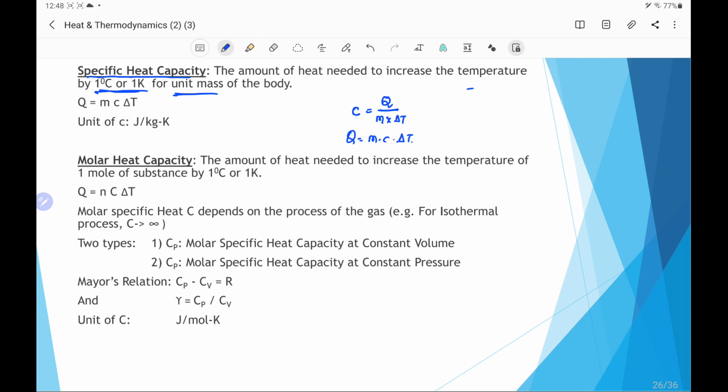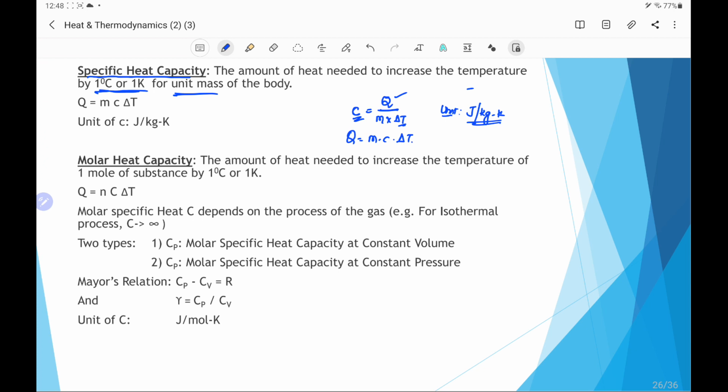Here C is the specific heat capacity and its unit is, because Q is the energy or heat, so we can write it is joule, per mass in kilogram, and this temperature in Kelvin. The unit is joule per kilogram per Kelvin.